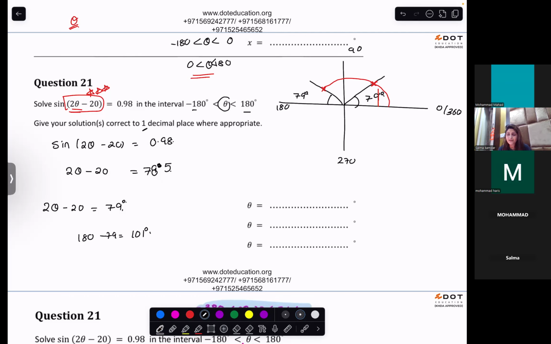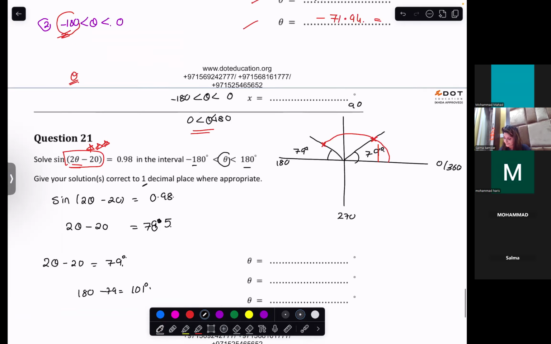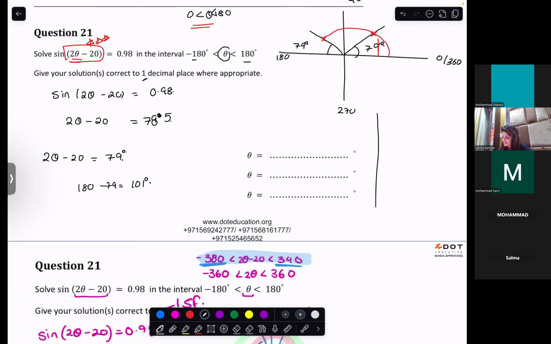Am I looking at theta or 2 theta minus 20? My range is between minus 180 and 180. If I was looking at theta, I would stop at 180. But I'm not looking at the range of theta. I am looking at the range of 2 theta minus 20. Are you with me?